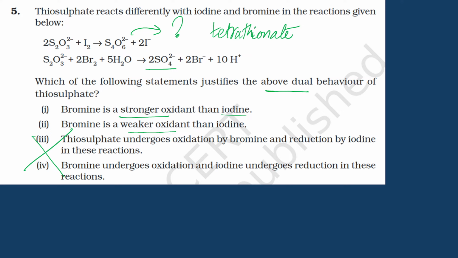This is an MCQ, there is one correct answer. I'm giving you shameless tips on how to game the exam. If they give you bad questions, good for you, right? So, just focus on these two. We'll look at the others as well if you want to in the discussion. Just focus on these two. Bromine is a stronger oxidant than iodine. Or bromine is a weaker oxidant than iodine.